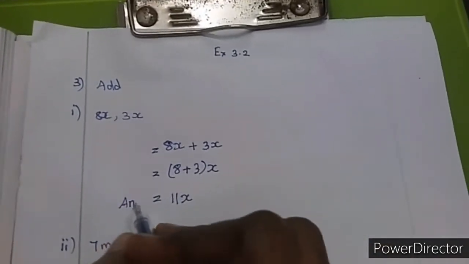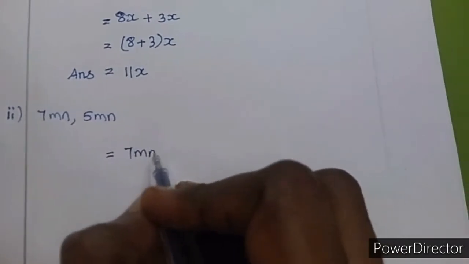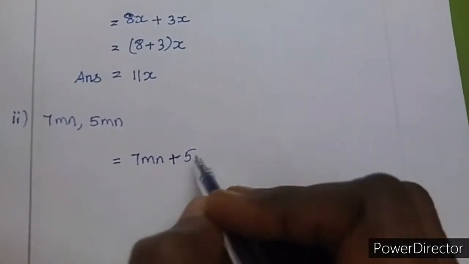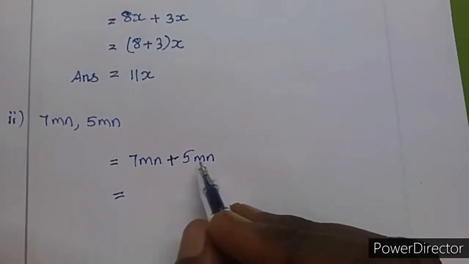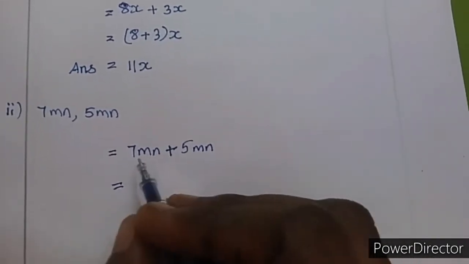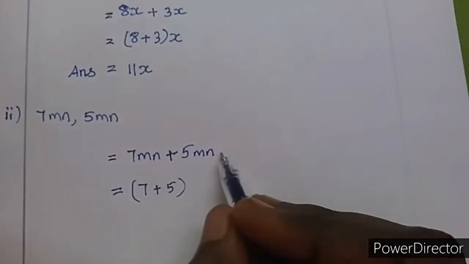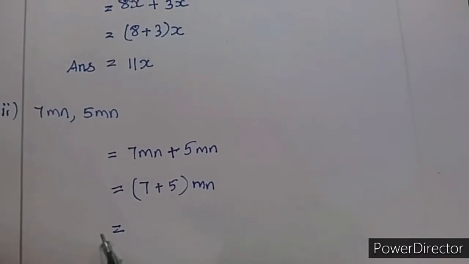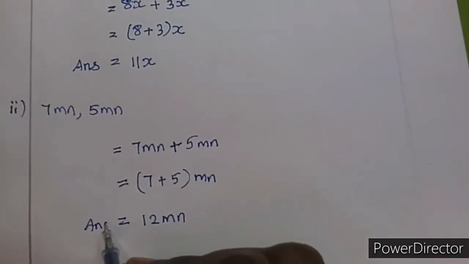So your answer is 11x. Coming to subdivision 2, here the first step, write the addition 7mn plus 5mn. The variables are the same. As they are like terms, we can add these two terms. So the numerical coefficient here is 7 plus 5 and the common variables given in the question are m and n. Now 7 plus 5 is 12, so 12mn is your answer.